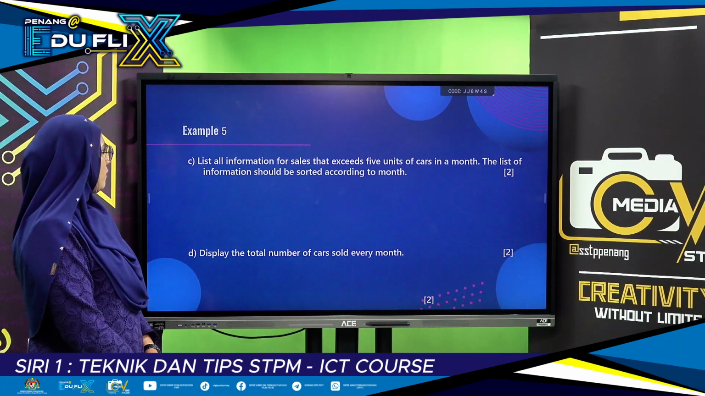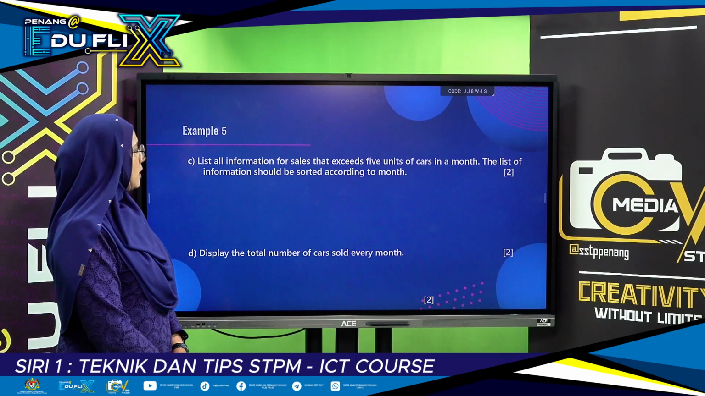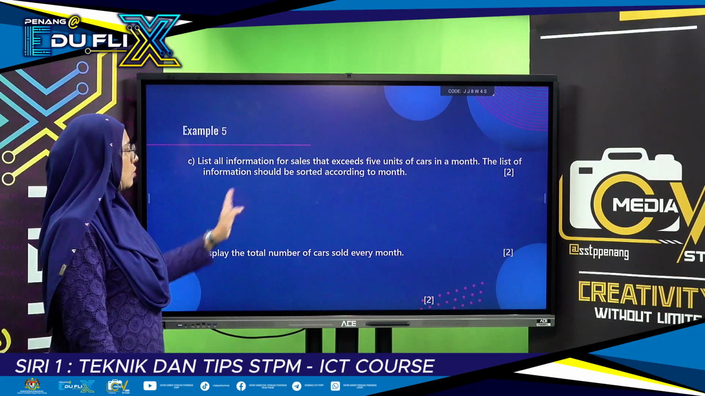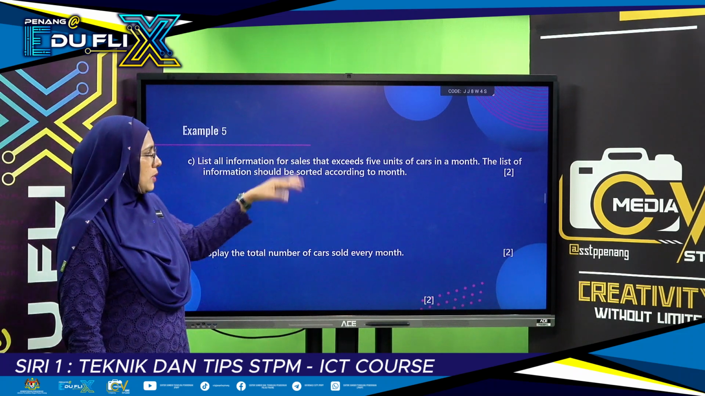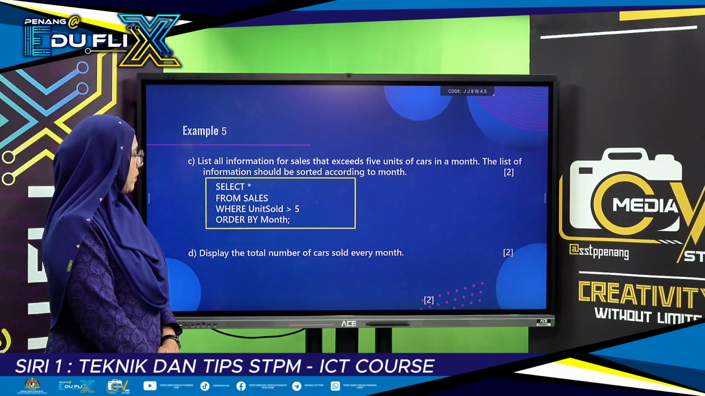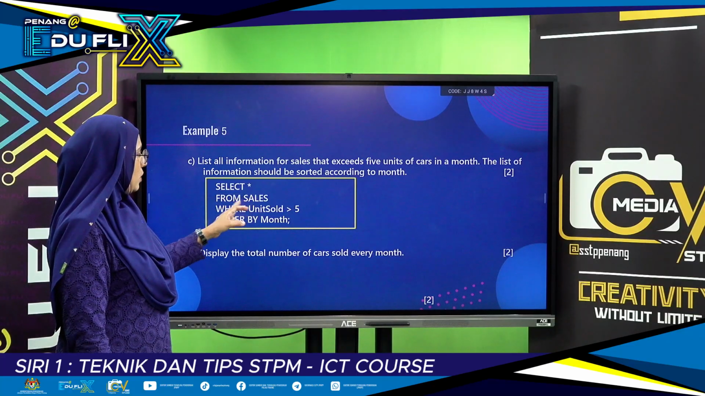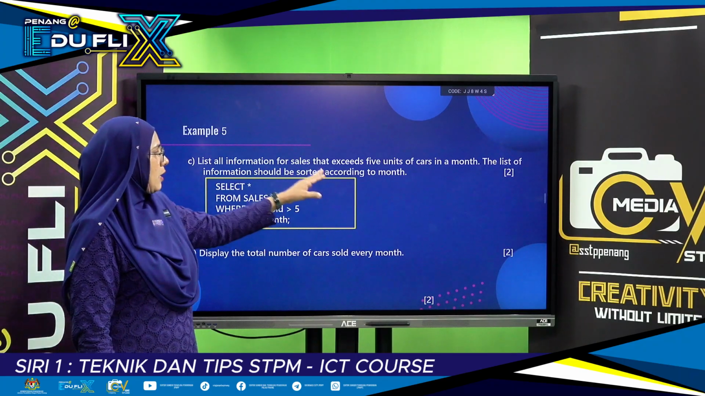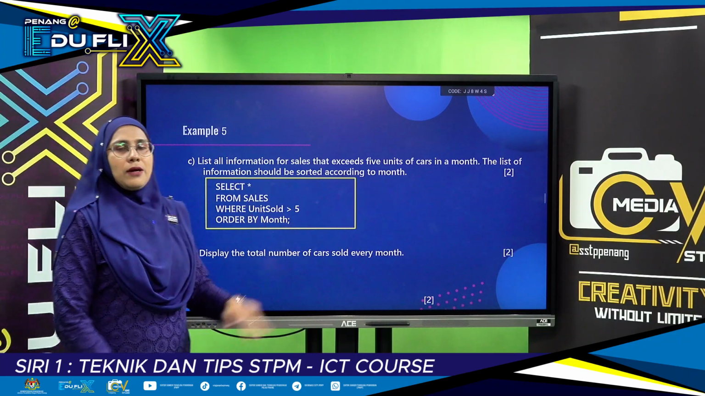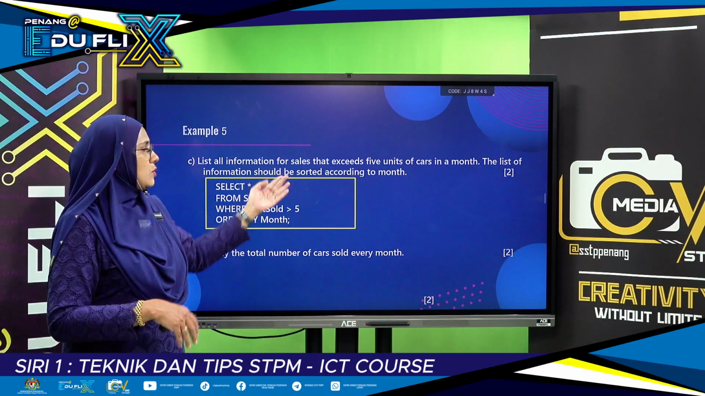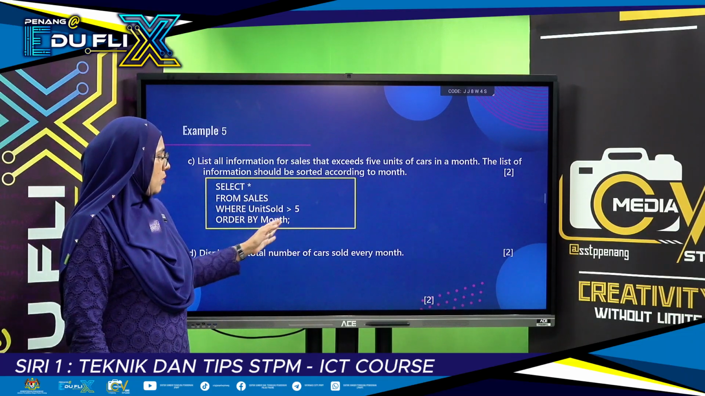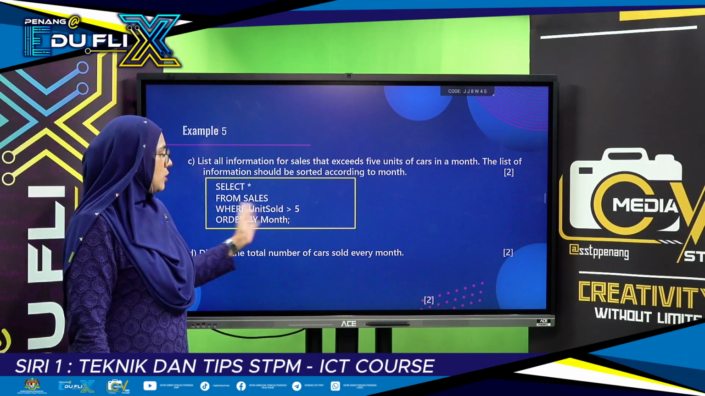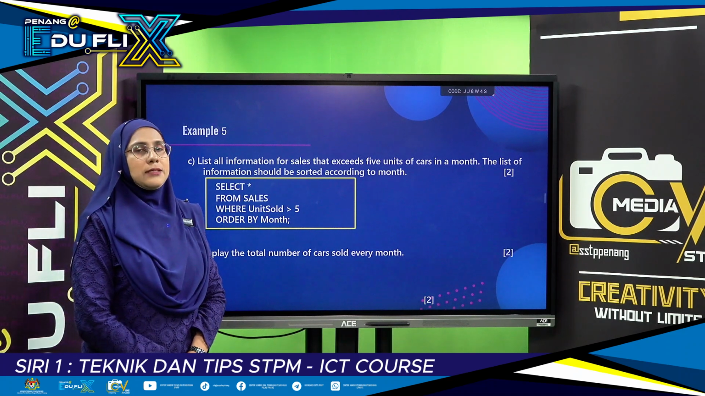Example number 5. List all information for sales that exceeds 5 units of cars in a month. The list of information should be sorted according to month. Again, you have a few conditions here. SELECT all information FROM sales WHERE units sold exceed 5, ORDER BY month. Sorted according to month, is it ascending or descending? Understood, it is ascending order. For ascending order, usually we don't write ASC. It's okay if you write ASC, but usually we don't. It is understood to be ascending order.